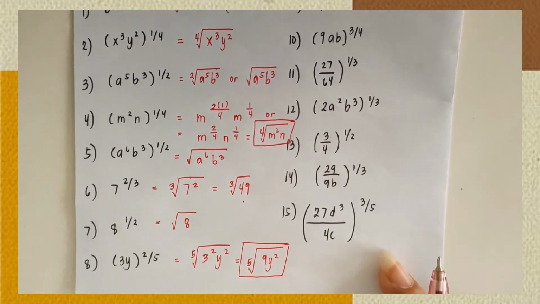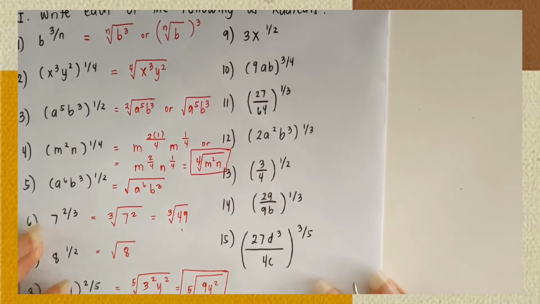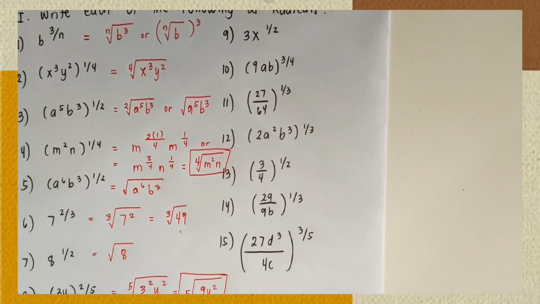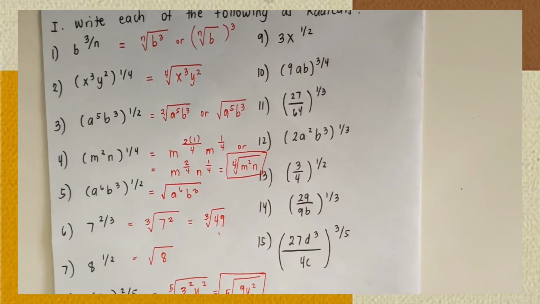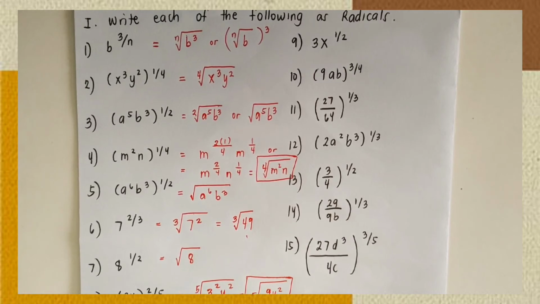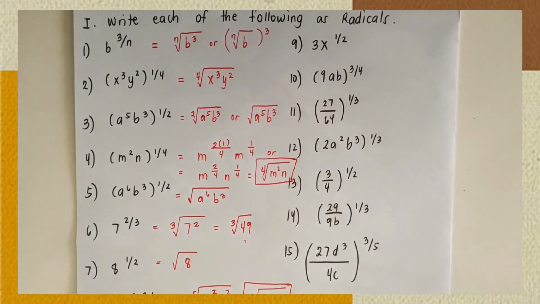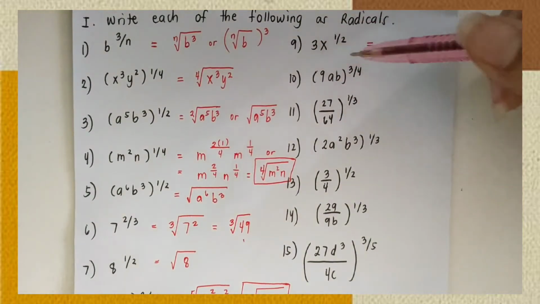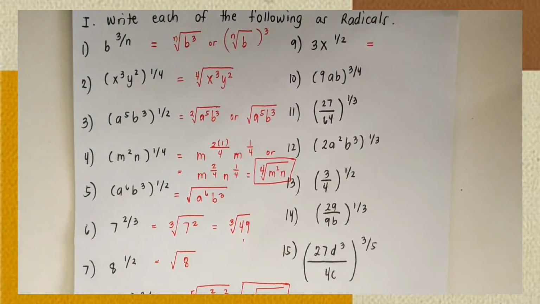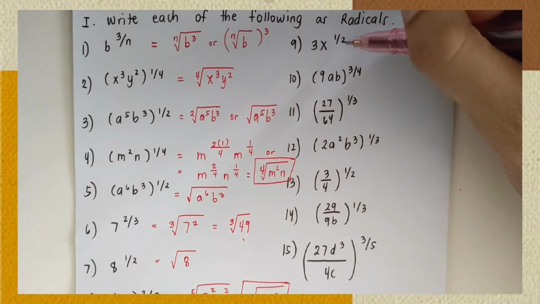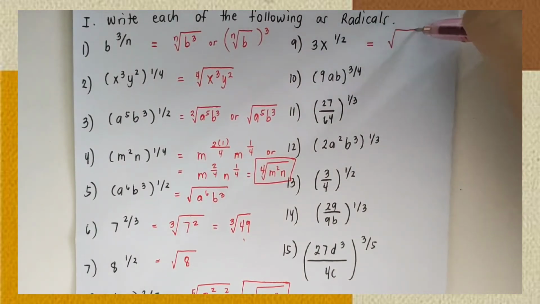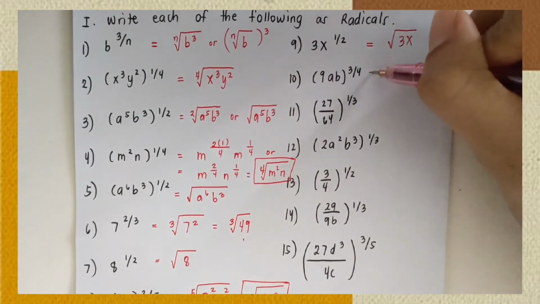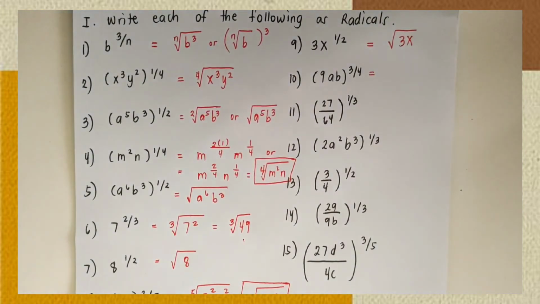Okay? So for the next examples, you can solve it on your own. You can pause the video and then just check your answer later on. Okay, let's answer number 9. 3x raised to 1/2, that is square root. So we have the square root of 3x. Number 10.